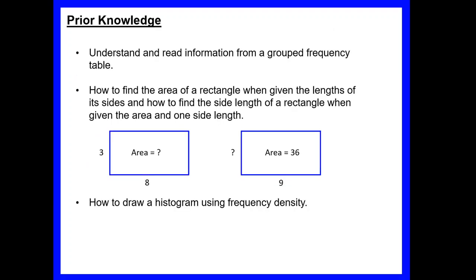Let's start as normal by checking our prior knowledge then. We need to understand and read information from a group frequency table. We should be able to find the area of a rectangle given the length of its sides, or the length of one of the sides when told the area and the other side. We should also now be able to draw a histogram using frequency density, being able to calculate frequency density as frequency divided by class width. Make sure you're happy with those before you move on.